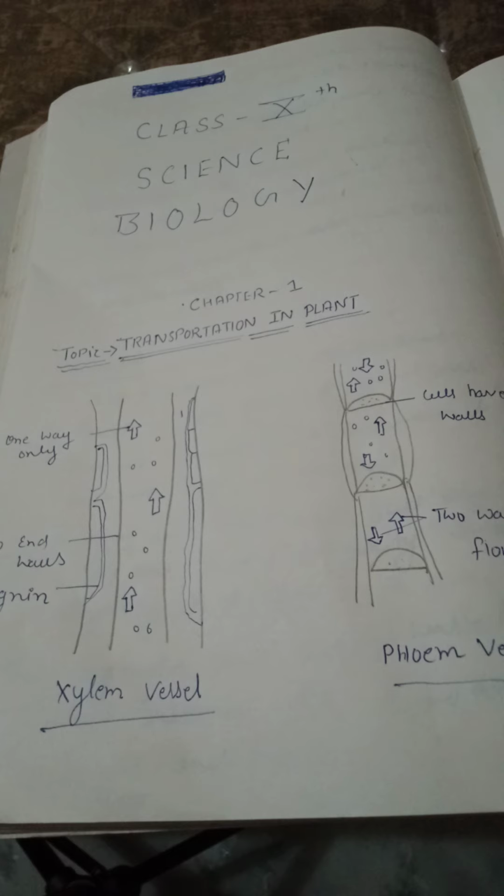Okay. Now what is xylem? Here we discuss xylem. Xylem moves water and minerals obtained from the soil. On the other hand, phloem transports the product of photosynthesis from the leaves where they are synthesized to the other parts of the plant.